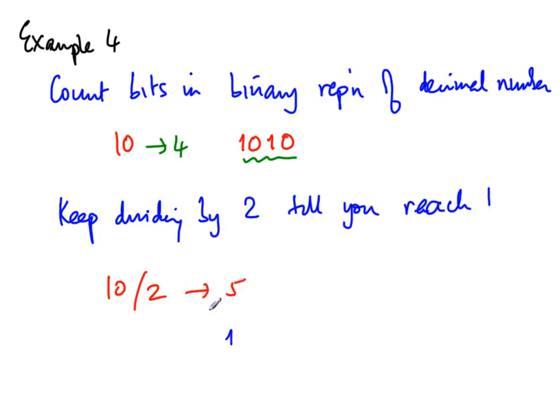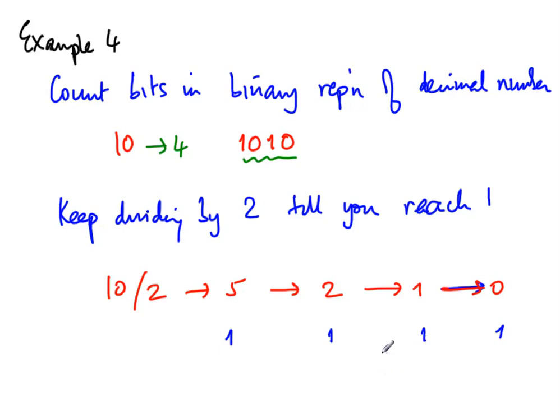Now 5, when you divide this by 2, you're going to get 2.5, so you just keep 2, and you say this is 1 more. Now you divide this by 2, so you get 1, and you say this requires 1 more. Then you divide this by 2 and you get 0, and you say this gets 1, and now you've reached the end, and so you have 4 digits. So this is the algorithm.